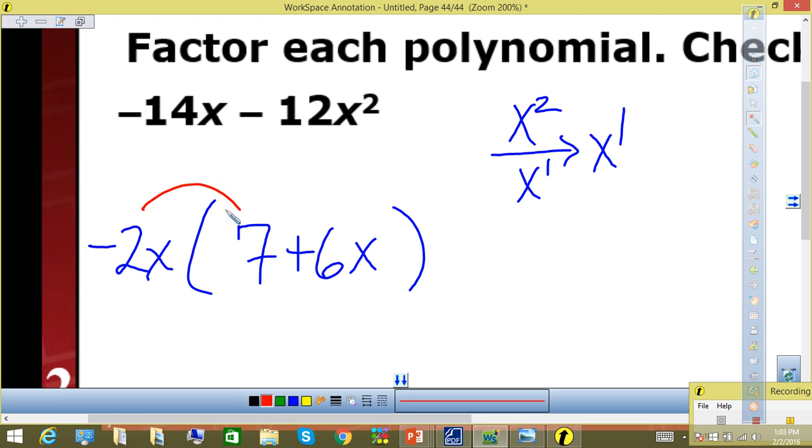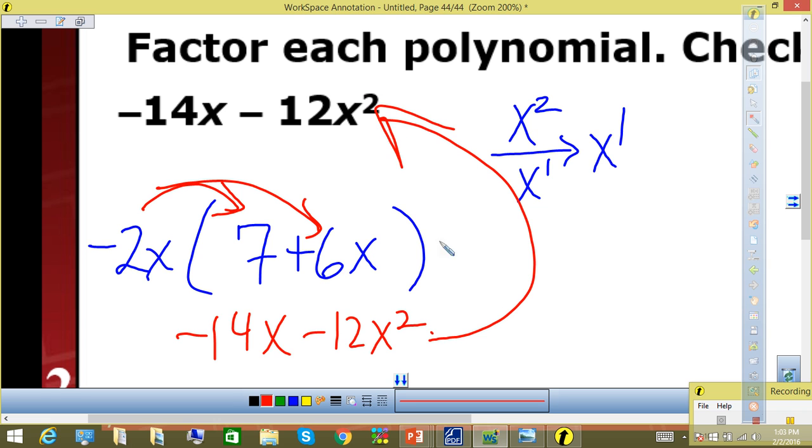And to check, once again, distribute, let's see. This is negative 14x, and this is negative 12x squared. Did we end up with what we started? Yes. How we doing?